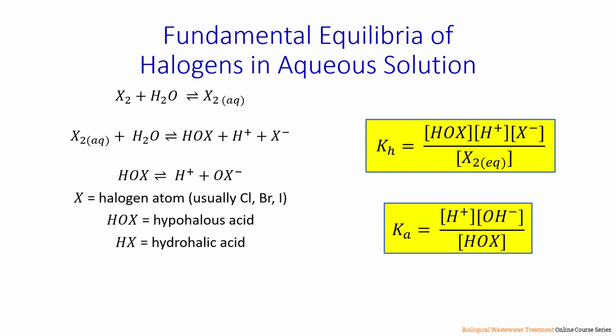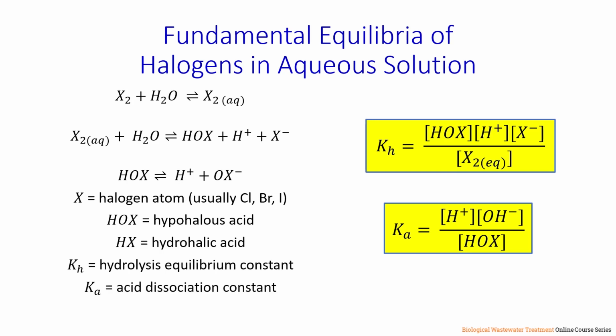The halogen atom, again, is usually going to be defined as X, and the most common forms of the halogen atom that we see in disinfection applications include chlorine, bromine, and iodine. As I mentioned before, HOX represents a hypohalous acid, generally a weak acid, and HX represents the hydrohalic acid, generally a strong acid. K sub H and K sub A, respectively, represent the equilibrium constants for these two reactions, hydrolysis constant and an acid dissociation constant.